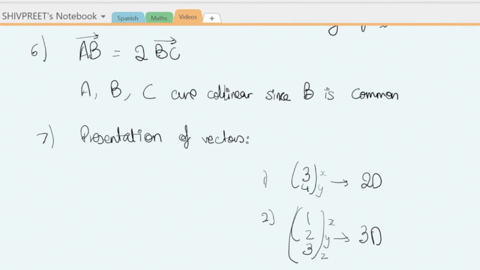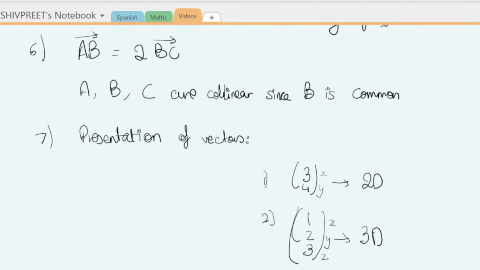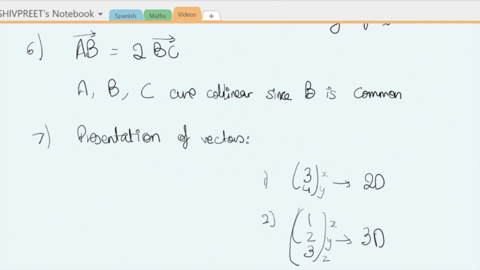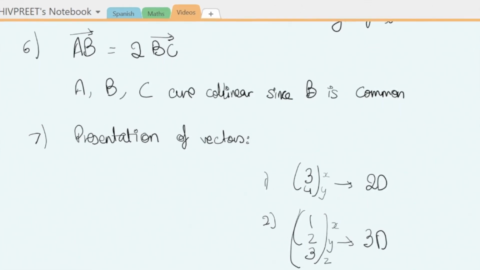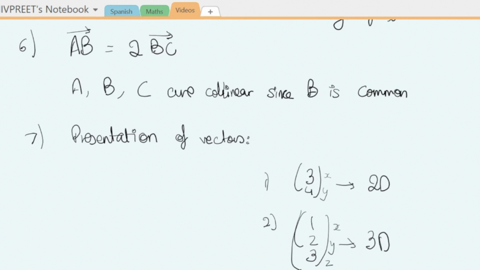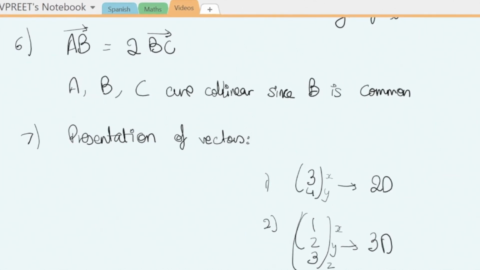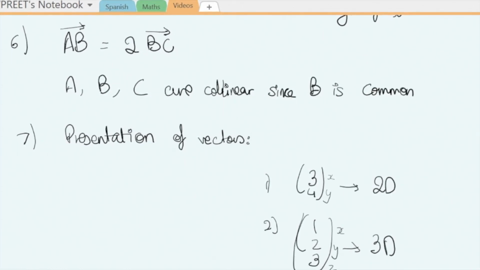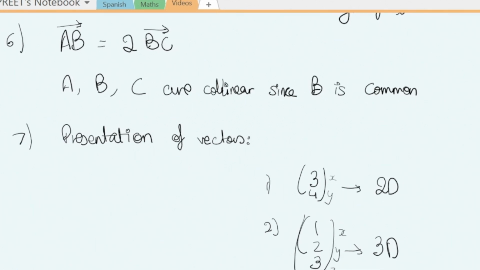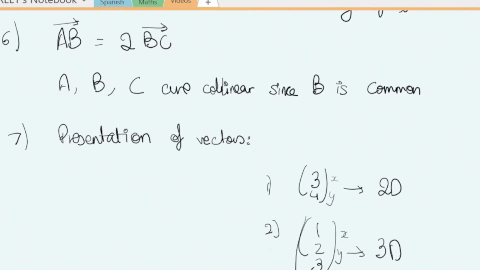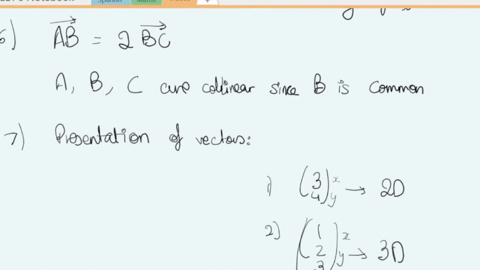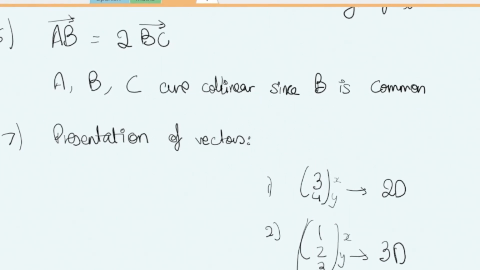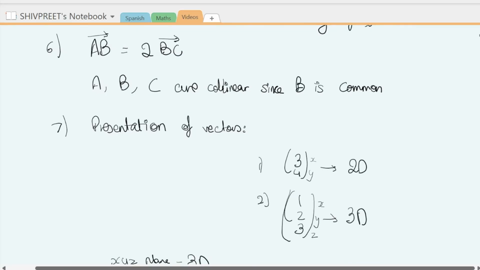Vector AB is equal to 2 vector BC. Now, if we look at the previous rule, you will think, oh, okay, this means that this is parallel, but the point B is common. So that means that both lines are at point B at a certain point. So they are basically connected to each other. So A, B, C are collinear since B is common.